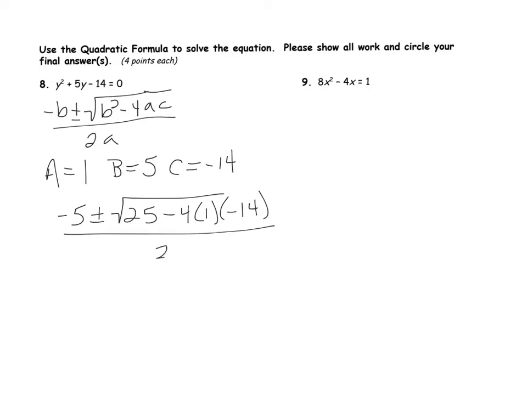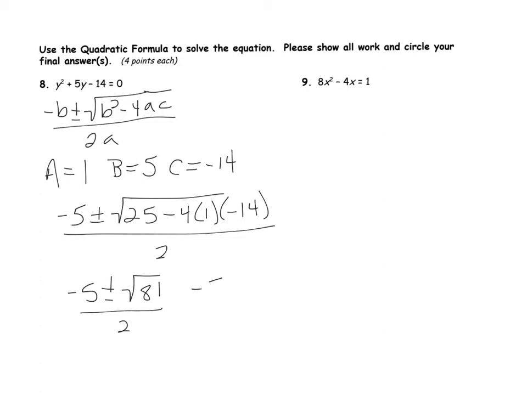So now I'm going to look here at the radicand. I've got negative 4 times 1 times negative 14. So that's going to give me positive 56, plus 25 is going to give me 81. So I've got negative 5 plus or minus the square root of 81 over 2.